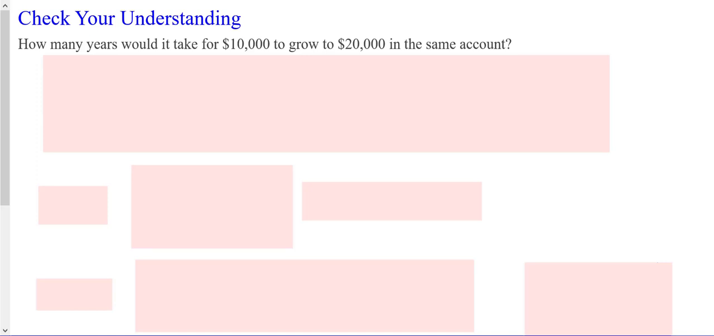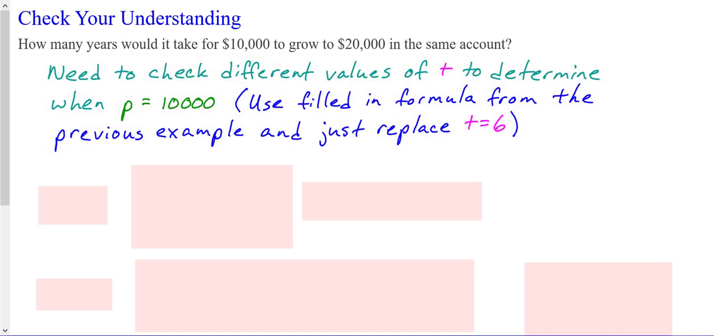How many years would it take for $10,000 to grow to $20,000 in the same account? All right, so looking at this, we're going to have to kind of do a plug and check. So we're going to need to check different values of t to determine when 10,000 would grow to 20,000. So we would use the filled-in formula from the previous example. The only thing we would need to do is replace the t value of 6.